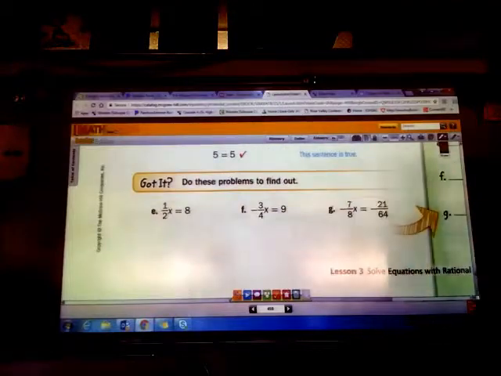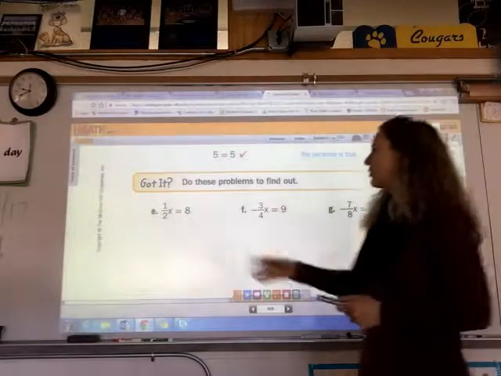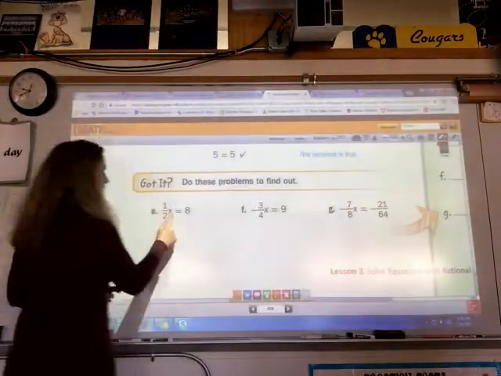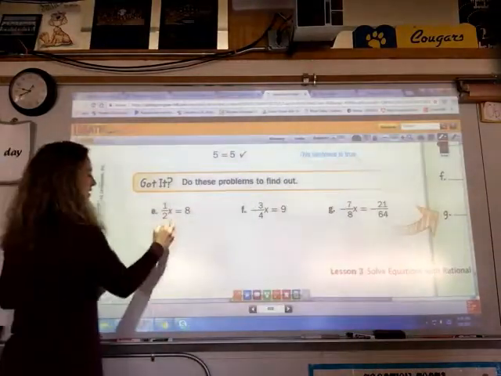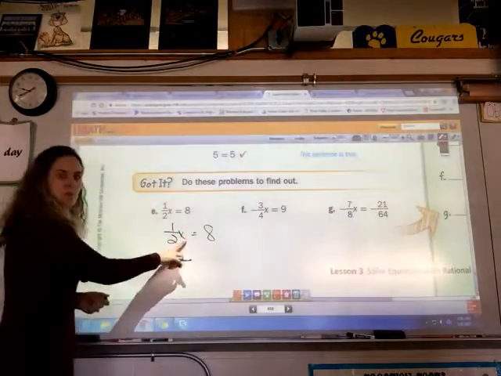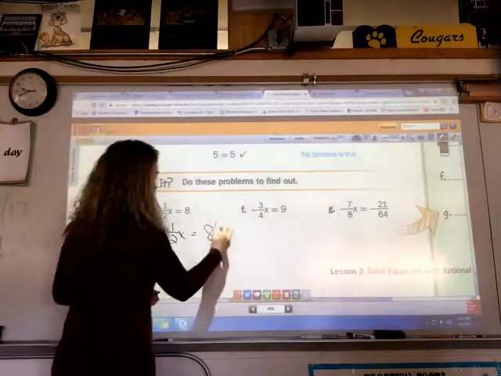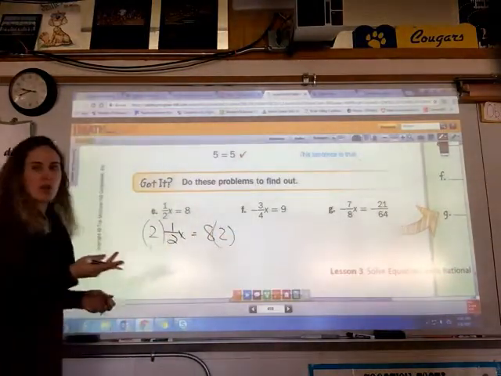There's a couple example problems on the bottom of 459 that we're going to do together. When we take a look at letter E, I have 1/2 x equals 8. I'm going to rewrite that to give me some more room down here. 1/2 times x. Because it's a fraction, I'm going to multiply both sides by the reciprocal. The reciprocal of 1/2 would be 2/1, or 2.